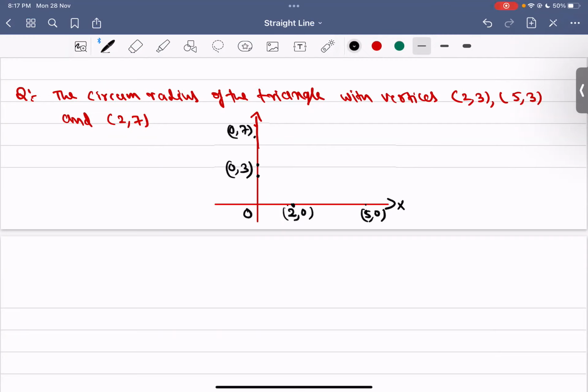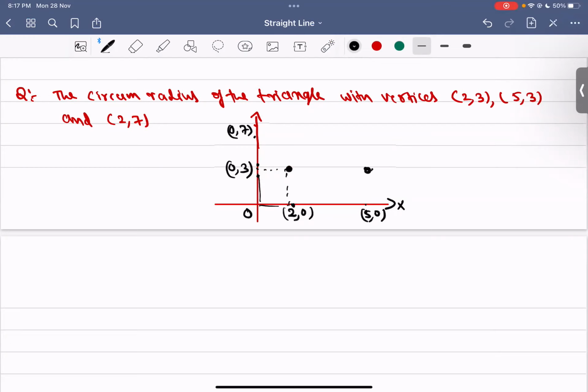Now the circumradius of the triangle with vertices (2, 3). So the (2, 3) vertex will be somewhere over here. So this is 2 units, this is 3 units. This is the vertex (2, 3). Next (5, 3). So (5, 3), this is 5 units, this one is 3 units. Therefore, this one will be the (5, 3) vertex.